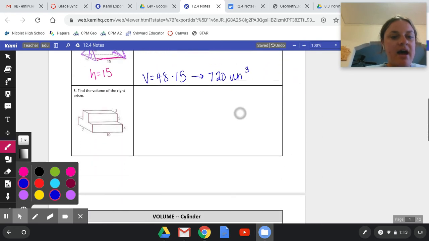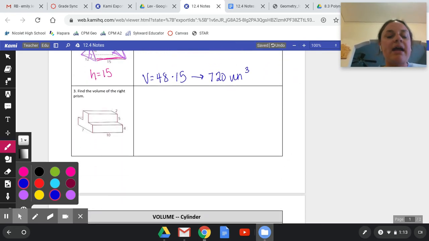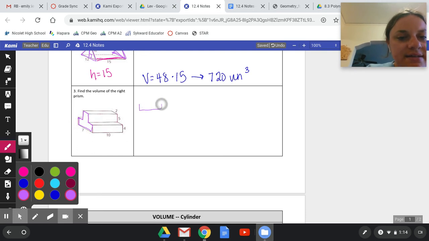Okay. In example number 3, I am going to look at this figure. So this is actually kind of it's got a composite base. So if you look at this, it's kind of like that upside down T shape. That is my base right over here. And then I would have one on that other side as well. So if I look at this upside down T shape, I need to find the area of that in order to find the area of my base.